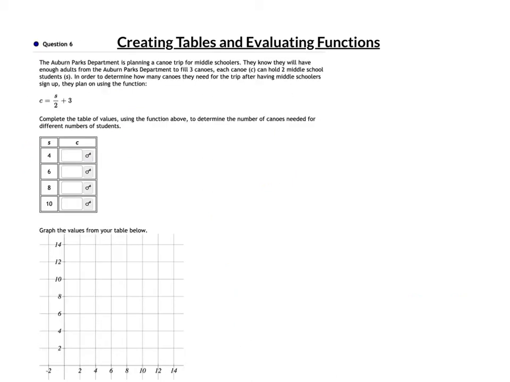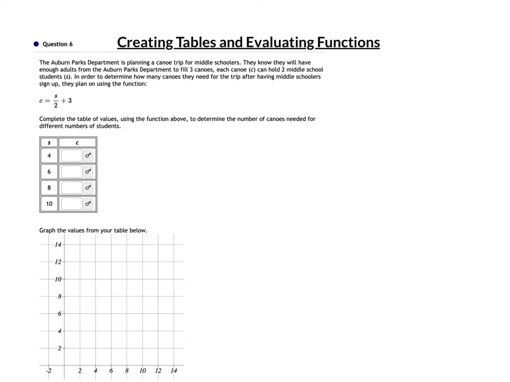This example's a lot like the last example. It's just in a context. The Auburn Parks Department is planning a canoe trip for middle schoolers. They know they will have enough adults from the Auburn Parks Department to fill 3 canoes. So they need 3 canoes for the adults. Each canoe, that's C, can hold 2 middle school students, that's S.